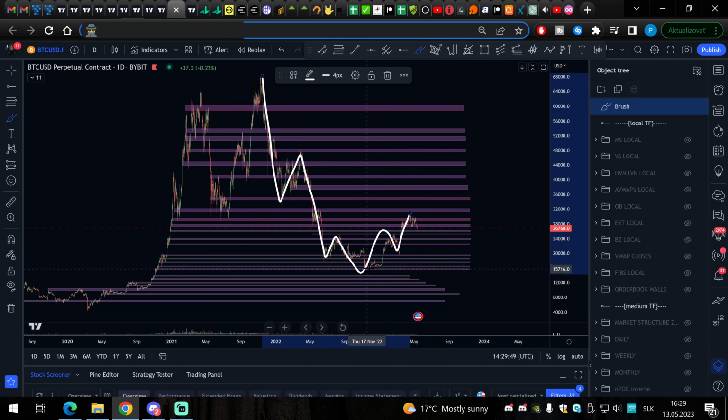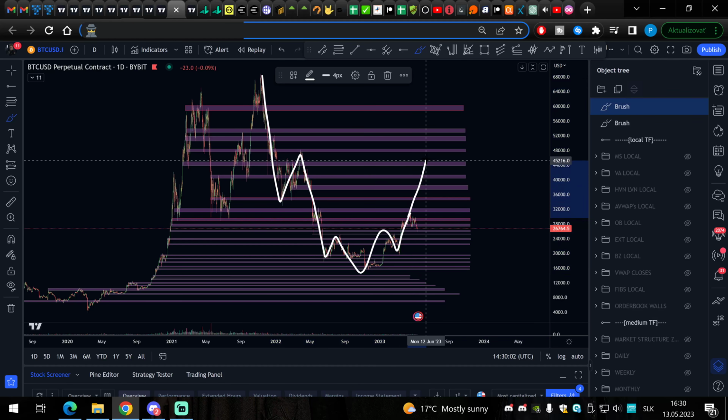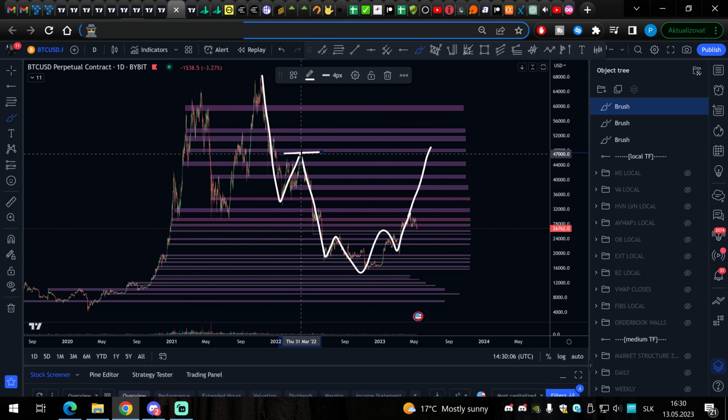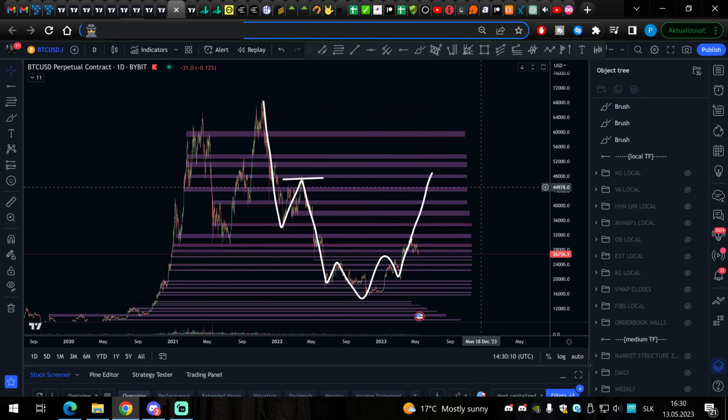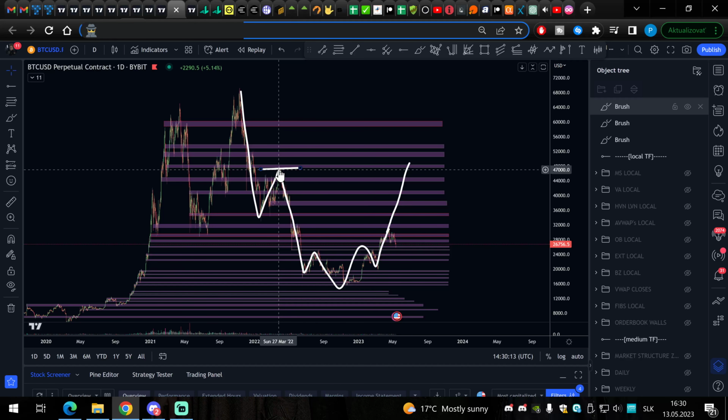Now locally we are creating a local uptrend. This is a very high time frame, so this is like a daily uptrend. But on the daily and weekly time frames, we really need to take out this high. It was a very significant high here, so we can actually think about change of character and another bull market. So 48k will be very, very important in the future.